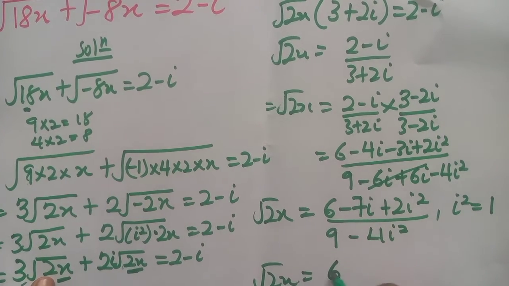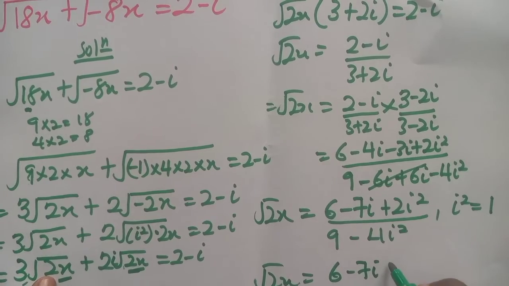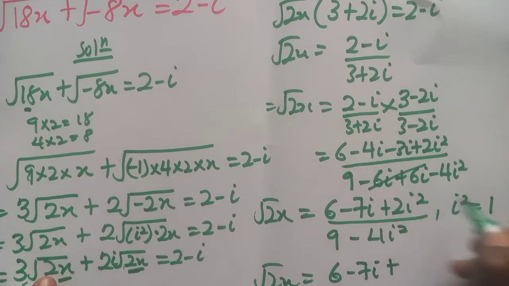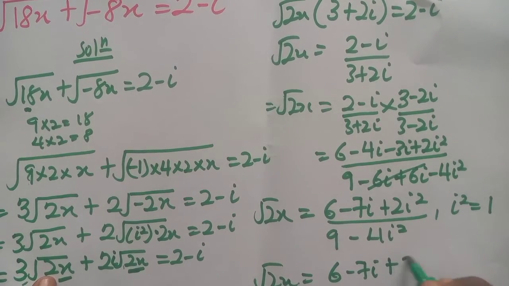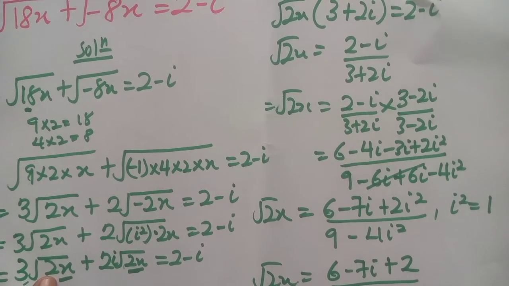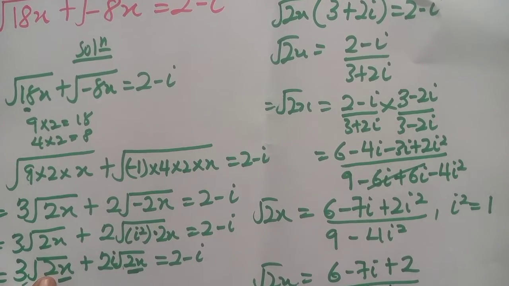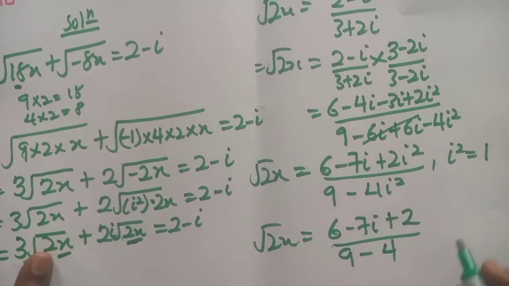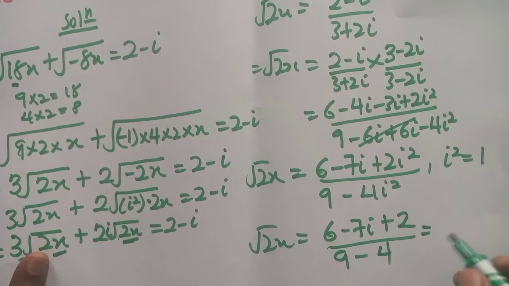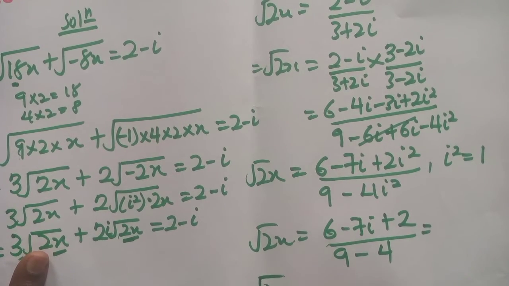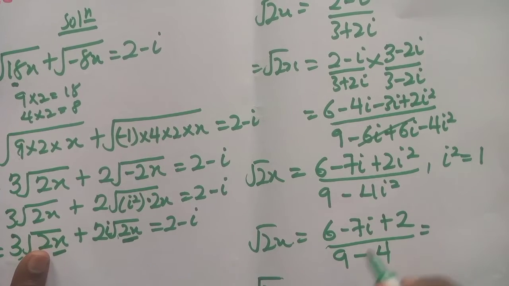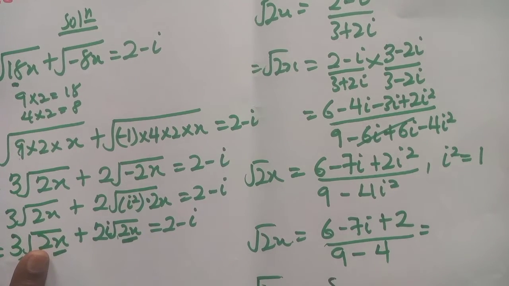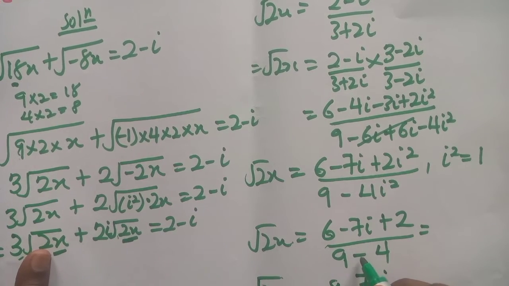So this becomes 6 minus 7i, and it becomes plus 2 times 1, which is just 2, and the denominator becomes just 4 plus 9. Okay, so let's simplify that. When we simplify, we have root 2x being equal to 6 plus 2, which is 8, minus 7i, divided by 9 minus 4, which is just 5.